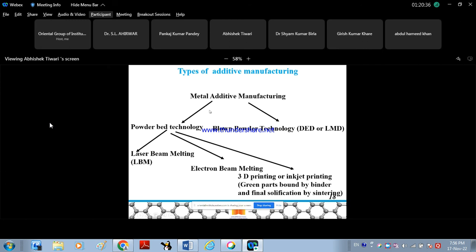Now, this is a type of additive manufacturing. Metal additive manufacturing can be divided into two types. First is powder bed technology, and the second is blown powder technology, that is direct energy deposition or laser metal deposition. And powder bed technology can be further divided into laser beam melting, electron beam melting, 3D printing or inkjet printing, where green parts are bound by binder and final solidification is by sintering.